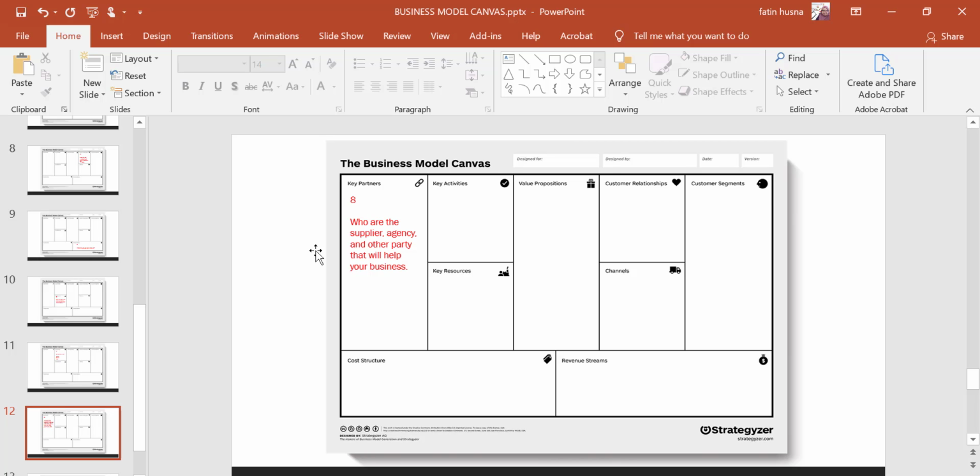Okay, so basically you put your suppliers here, or maybe if you are registered with SSM, you put the SSM there. Maybe you are having a typhoid injection, and then you put the clinic name of the typhoid injection there. If you go for a food handling course, then you put the KKM there, the MOH. So anything that helps in your business.